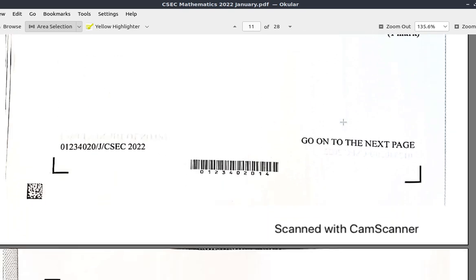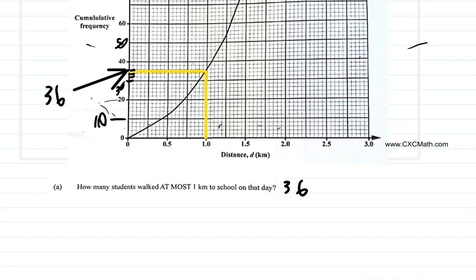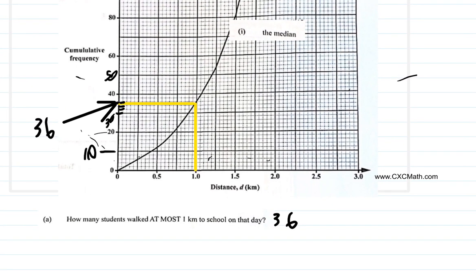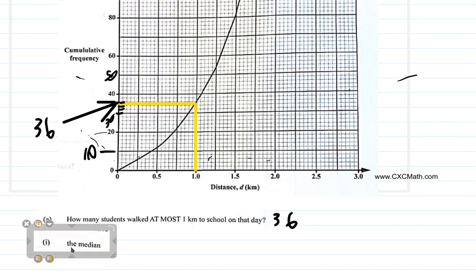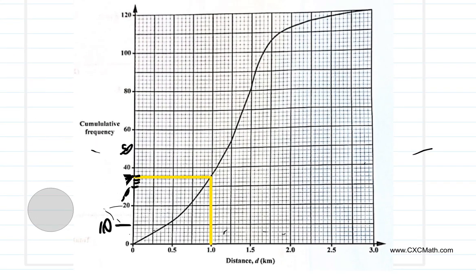Alright, what else is here? Using the cumulative frequency diagram, determine an estimate of the median. So you want the median. Now, you must remember how you obtain the median using the cumulative frequency curve. Do you remember? If so, what is the median? Now, let's just erase some of the work we did here.